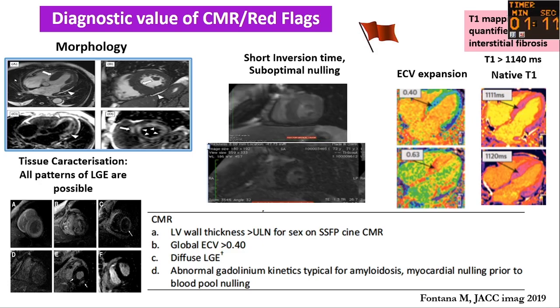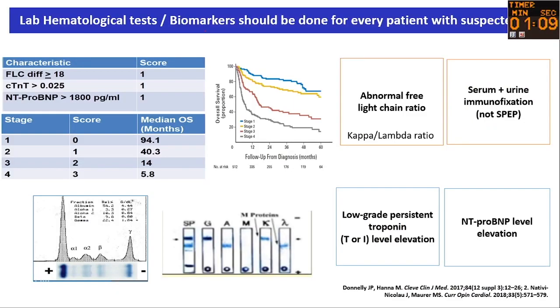So look at this sign if the other sign is not good. Now, when you should use hematological tests and biomarkers, they should be done for every patient with suspected cardiac amyloidosis. The free light chain, the serum and urine immunofixation, the abnormal kappa over lambda, and of course the troponin and BNP can give you a prognostic staging of the disease, especially in light chain amyloidosis.